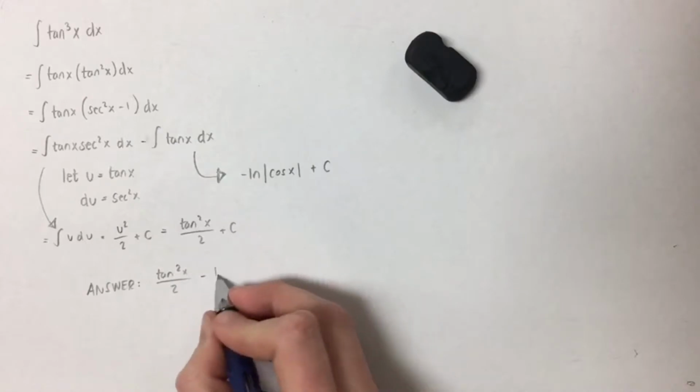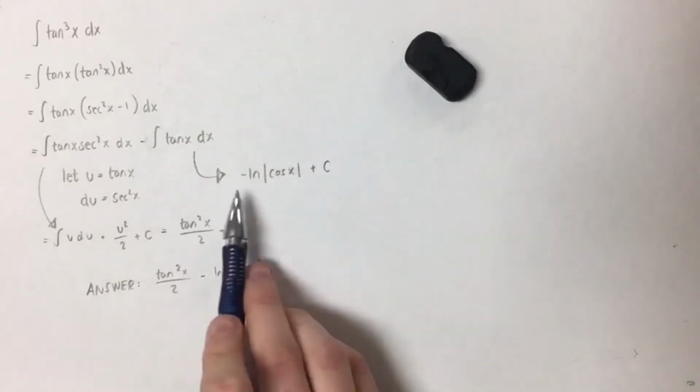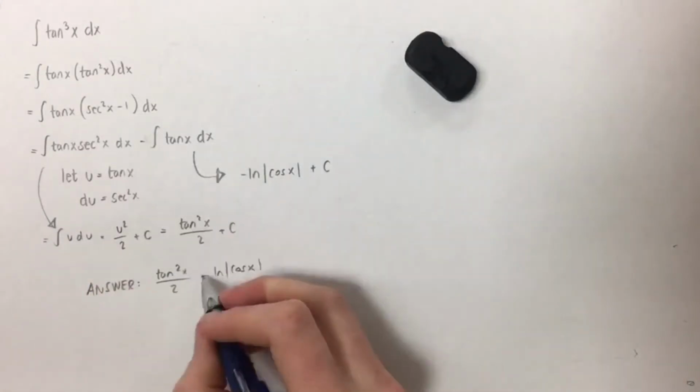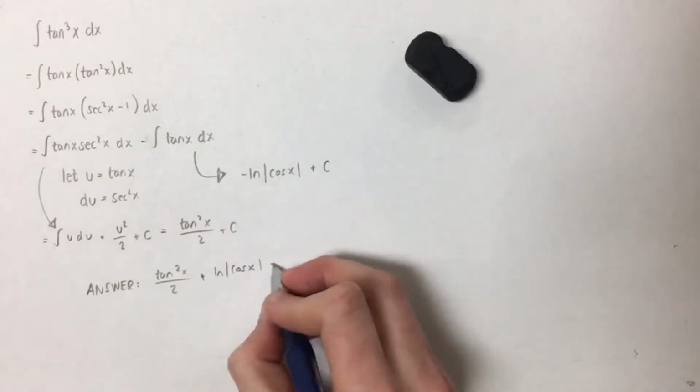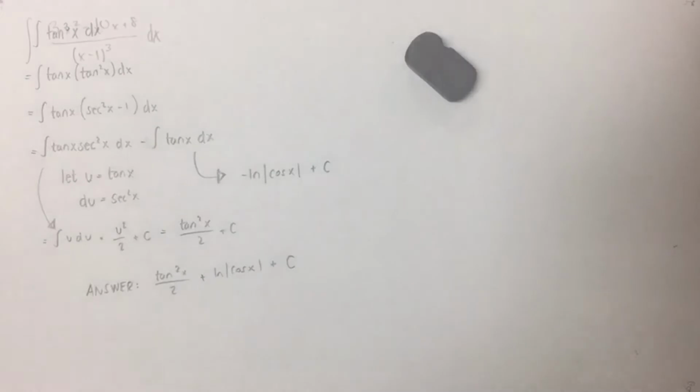So our answer is just going to be the sum of these two. Tangent squared of x over 2 minus ln of absolute value of cosine x. Now, here's a mistake I made. I said minus, but we're actually subtracting that negative, so it should be plus. And then we end with a plus c as well. So that's our final answer.